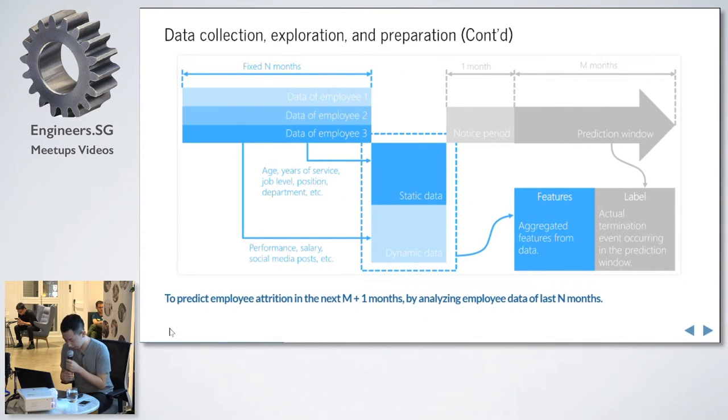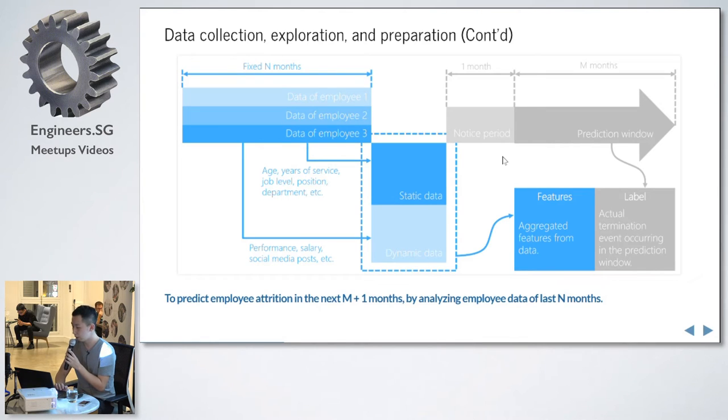And after we have identified the initial factors for prediction, we have to generalize, we have to develop the framework where we can develop the model by using the data. And the framework here is, for example, the data of employee for the past N months. I mean, this N is a variable. It can be anything, depending on the requirement for the real case. And the static data and dynamic data will be aggregated into a data set. And these will be features for creating a model, all right?